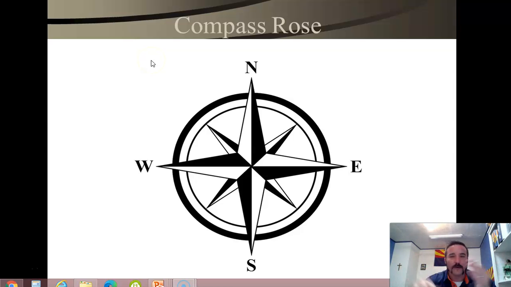Some are a little bit more ornate and things like that. But this is something you're going to get used to seeing on every map. And the reason is so you understand which direction is which way, right?